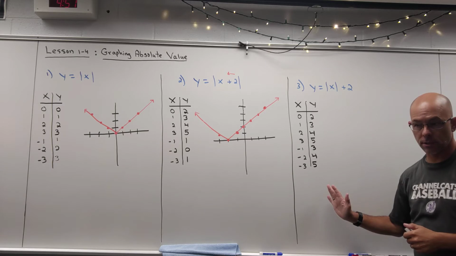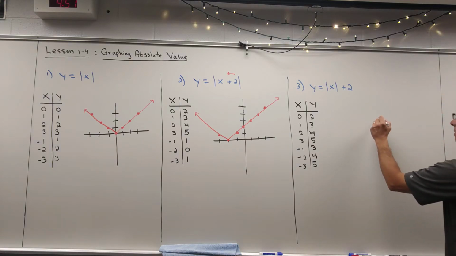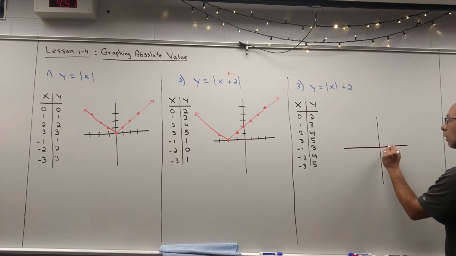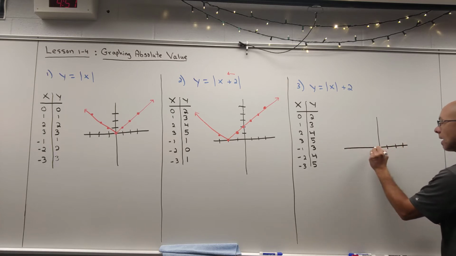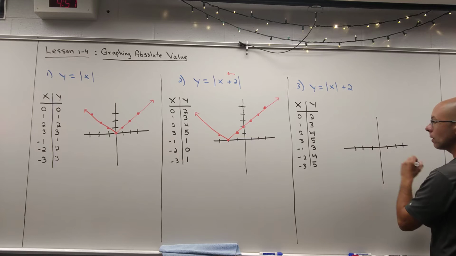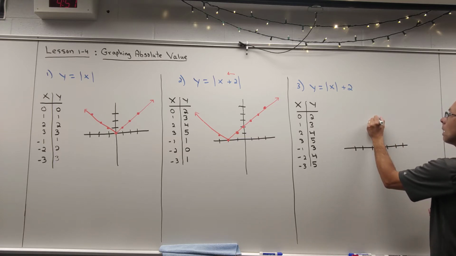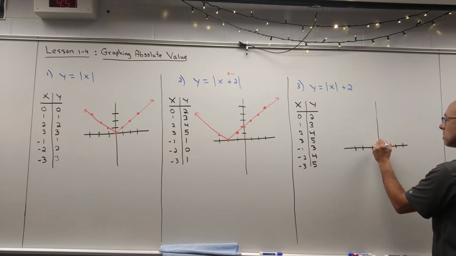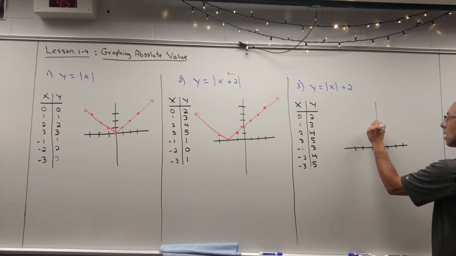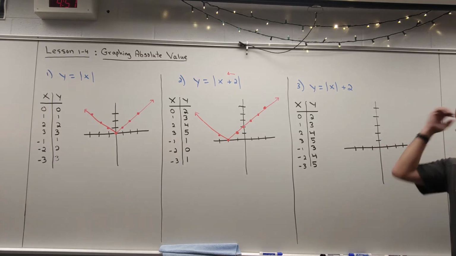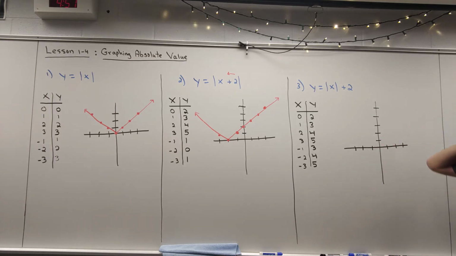There's my chart as I go to graph it. I will go 1, 2, 3 to the left, 1, 2, 3 to the right, and I do need to go 5 spaces up. So 1, 2, 3, 4, 5. As I plot this, you're going to notice there's more of a symmetry with this one.